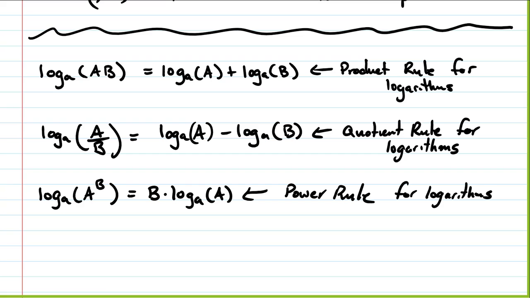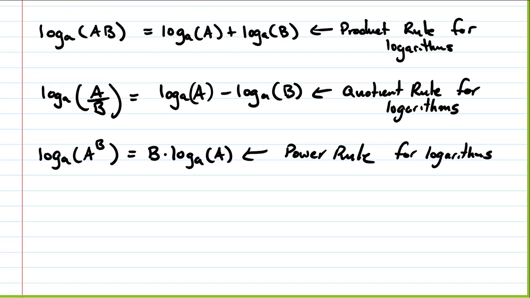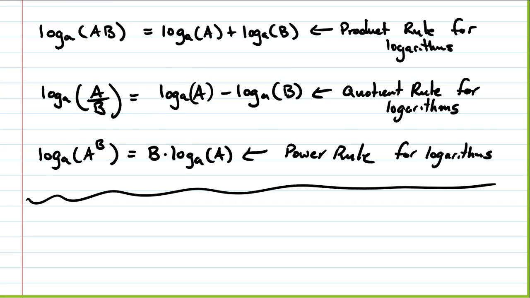So in each of these cases, we note that the logarithms follow the pattern that the exponents follow. So in our product, we added the exponents. In our quotient, we subtracted the exponents. And in the power of a power rule, we multiplied the exponents. Remembering that logarithms are exponents, they do exactly what they're supposed to do.